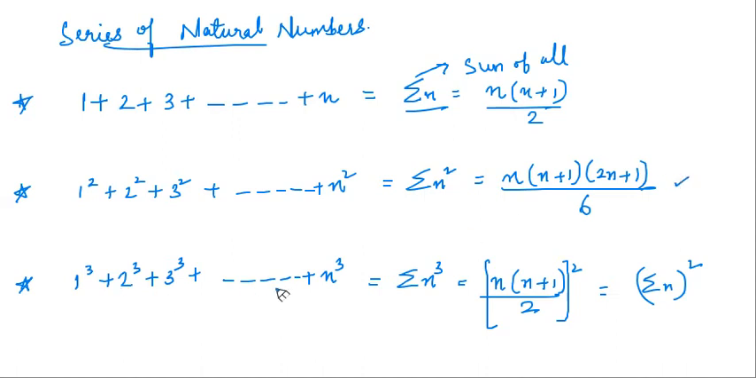And the sum of the cubes of all the natural numbers is denoted as sigma n cube, which is n into n plus 1 by 2 whole square, which is nothing but the square of the sum of the n natural numbers. I hope you understood the solution.